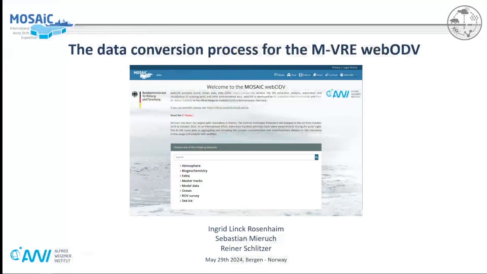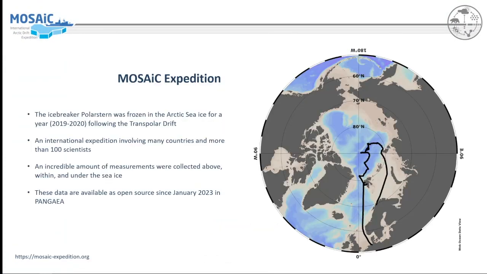I'll jump to this one here directly. I guess many of you know the Mosaic expedition. Who doesn't know? It was one of, or maybe the greatest expedition of our time in the Arctic, where the Polarstern was frozen in the Arctic for a whole year, and more than 100 scientists collected a huge amount of data. In this case, not so huge compared to the data that you all deal with here, but for 1 year of data in a small place like the Arctic, it is a huge amount.